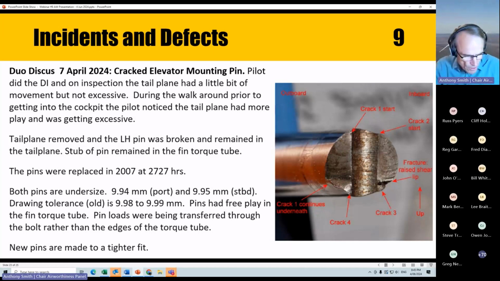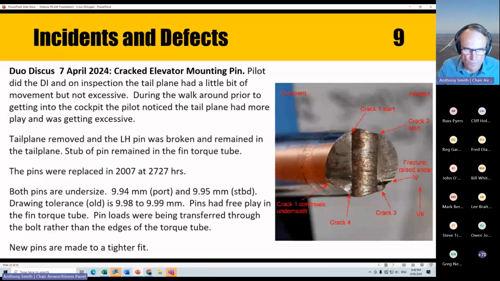I've got the pins on my desk at the moment. That's the broken one there, both pieces. I've drafted the defect report. I haven't finished it off. Both the pins were found to be undersized. The one that broke was the port pin.